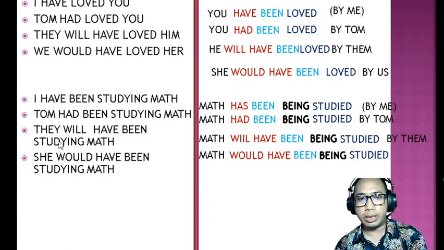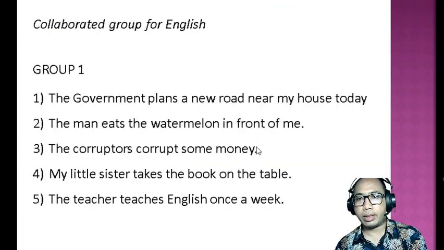They will have been studying math. Future perfect continuous: math will have been being studied by them. She would have been studying math. Past future perfect continuous becomes math would have been being studied. So we can see the difference. For the perfect, only been goes between the to be and verb 3. And for the perfect continuous, been being goes between the auxiliary and verb 3.